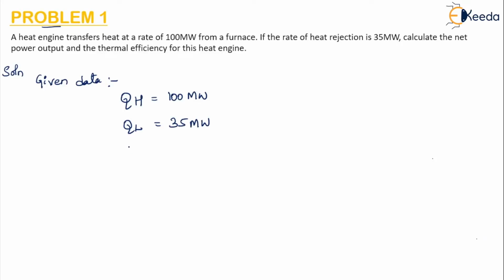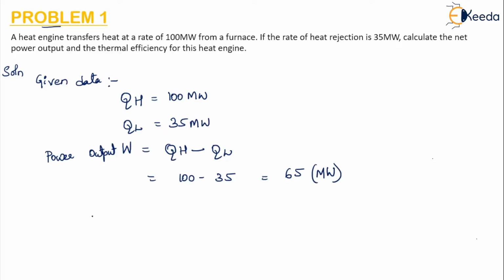Now they are asking us to calculate the power output, that is capital W, power output. We will get it by the difference between the heat the heat engine is transferring, that is the rate of heat accepted and the rate of rejection, that is QH minus QL. So that is 100 minus 35, which will give us 65 MW. Okay, so this is in watt.